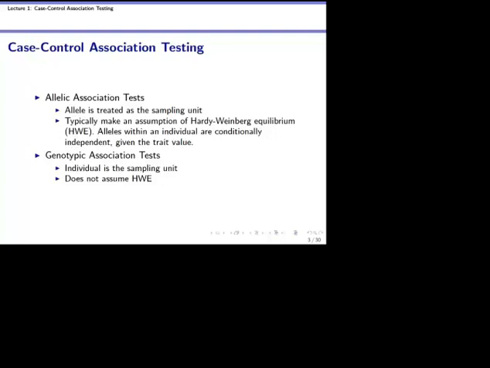Okay? So in the genotypic association test, the individual is the sampling unit. So it does not necessarily assume Hardy-Weinberg equilibrium. So if Hardy-Weinberg equilibrium does not hold, if you don't have independence between the alleles, genotypic association tests are still valid in that setting. So those are the two classes of association tests if you're testing a single marker. Allelic test where you assume that the alleles are independent within the individual, conditional on trait value, and the other one is genotypic where the individual is the unit. So you essentially model whether you have genotype big A big A, big A little a, or little a little a.